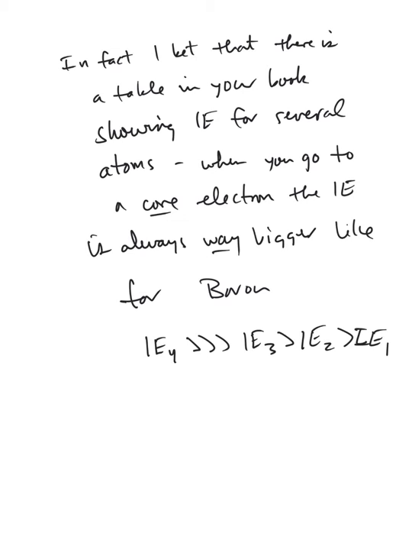In fact, I bet that there's a table in your book showing ionization energy for several atoms. This is a true statement. Whenever you go to a core electron, the ionization energy is always way bigger. Here's an example. Let's do boron. Boron is 1s2, 2s2, 2p1. So that means that if you take off 3 valence electrons, those are increasingly going to get harder. But if you want to take off the 4th electron, that's a core electron, and so it's way harder.